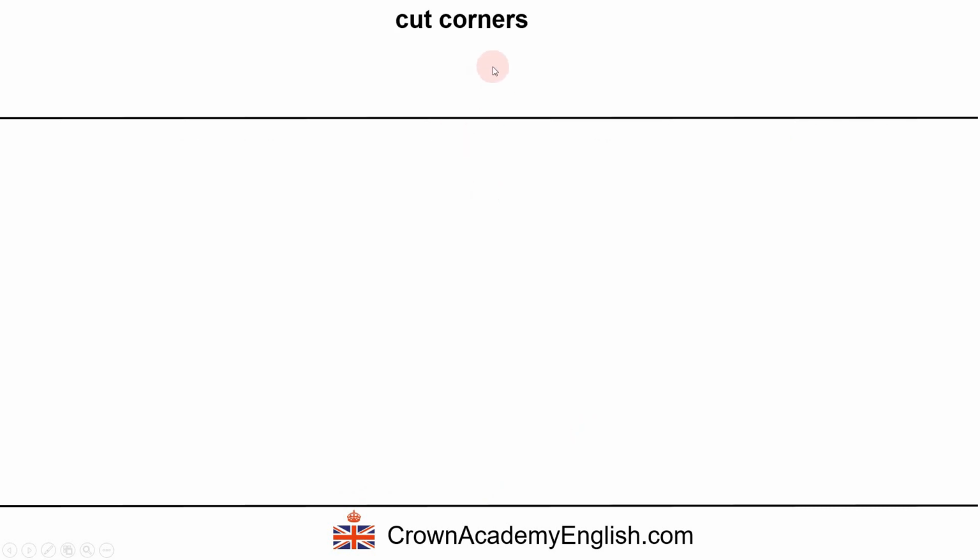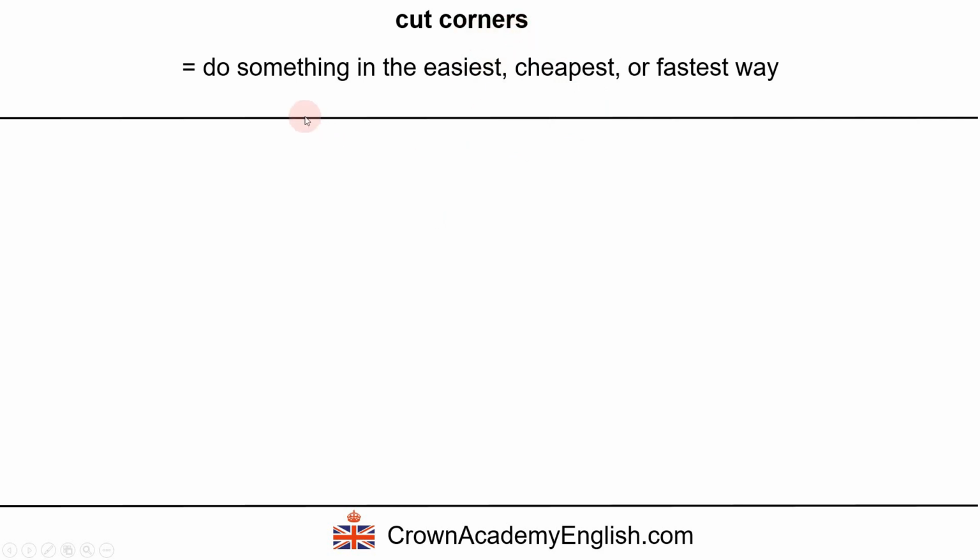To cut corners. Okay, cut corners. So this means do something in the easiest, cheapest, or fastest way. But it has a negative meaning. If you cut corners, it's a bad thing, because often lazy people cut corners because they're trying to do something too quickly, or they're trying to save money by taking shortcuts, cutting corners. They're trying to do something the easy way. Okay, they are not doing the task properly. They're not doing it completely. They're just trying to do it quickly, and often the result is bad quality or mistakes.